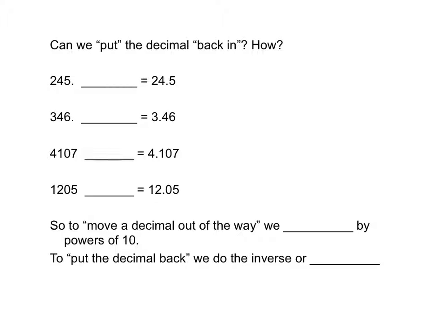So now, what would we do if we were to go backwards and start putting the decimal back in? So if I had 245 and I wanted to change it to 24 and 5/10, well, since we're moving backwards, we know we're going to do division. And here, it's one decimal point to the left, so this would be dividing by 10. With 346, to change it to 3 and 46/100, I'm going to move it back two spots, so I'm going to divide by 10 to the second, or 100.